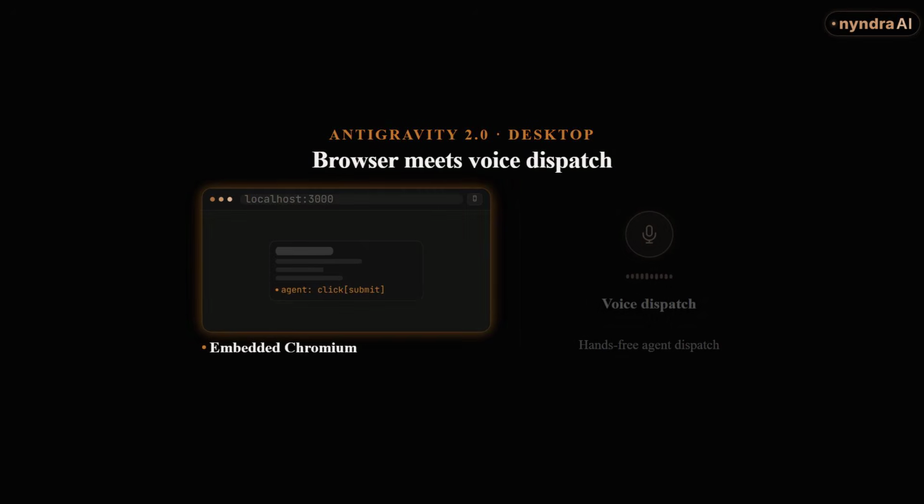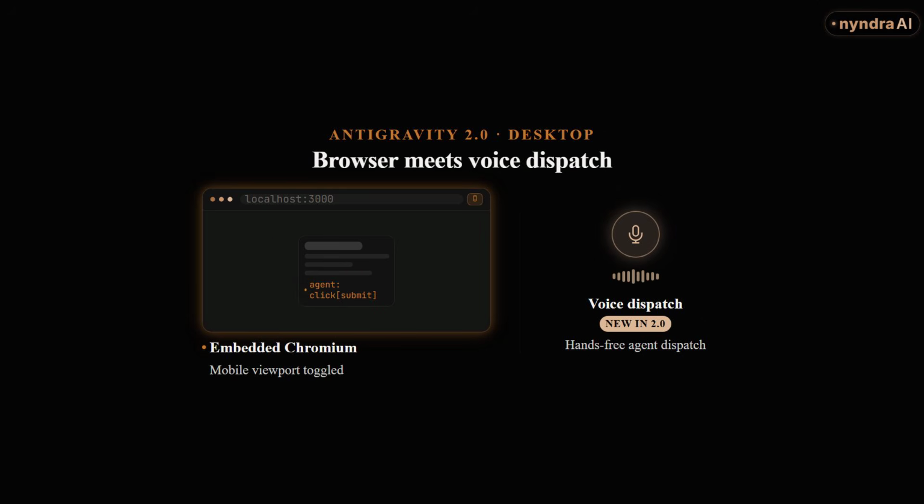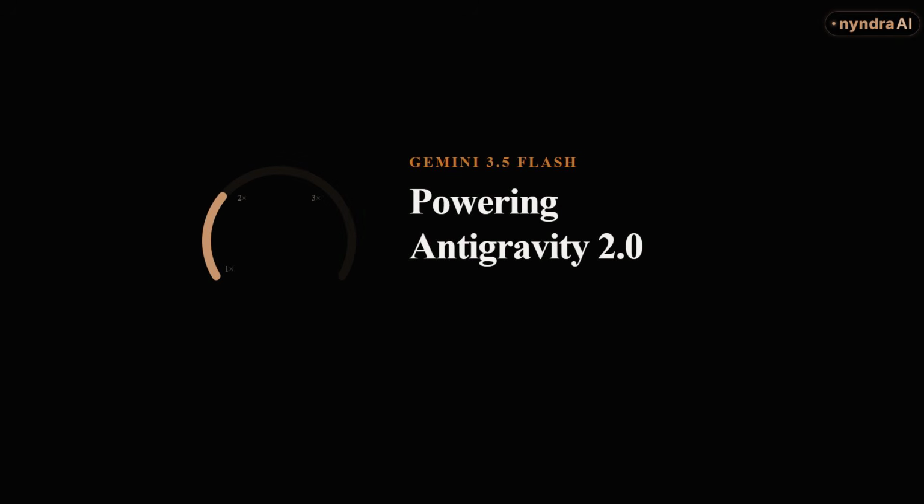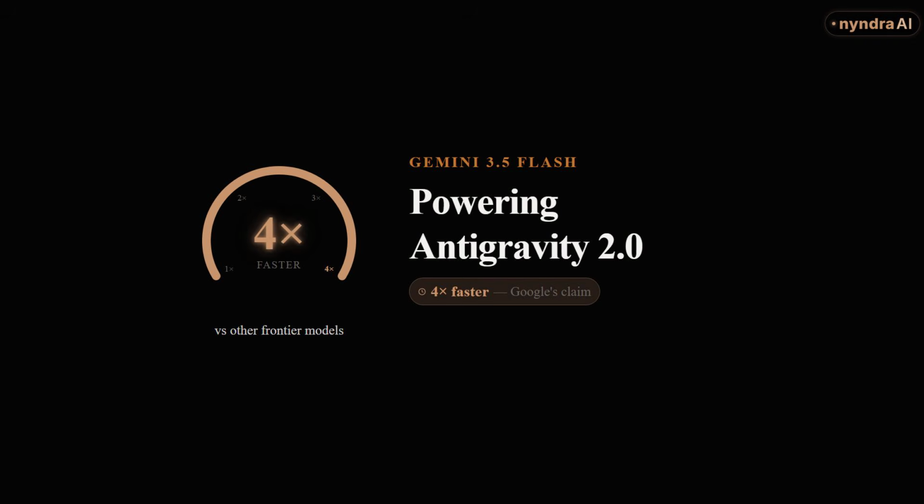It still ships with the embedded Chromium browser that made version 1 famous. The agent can click buttons, toggle the dev tools to a mobile viewport, and confirm your UI actually works. New for 2.0? Voice commands. You can dispatch agents without touching the keyboard, which is either the future or a productivity flex, depending on your office. All of this runs on Gemini 3.5 Flash.